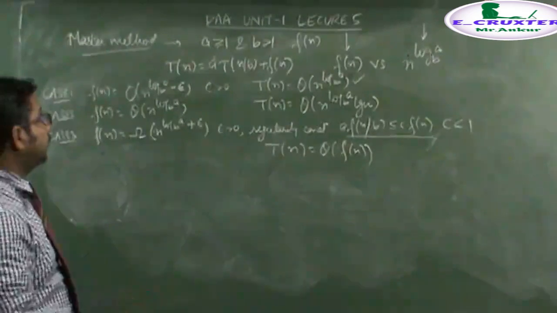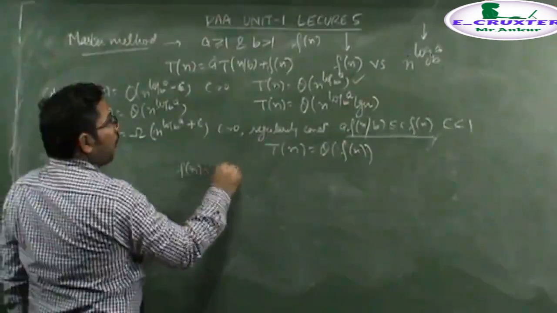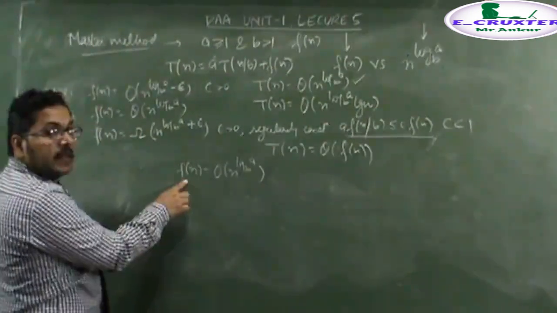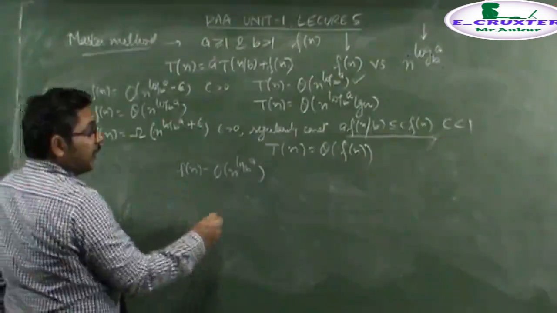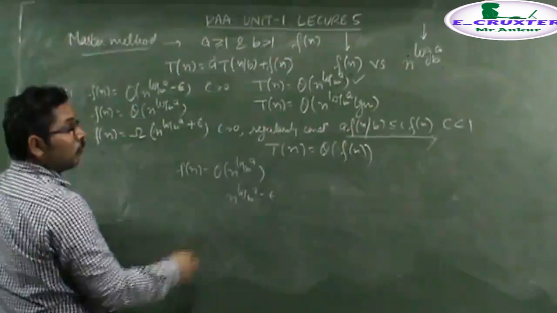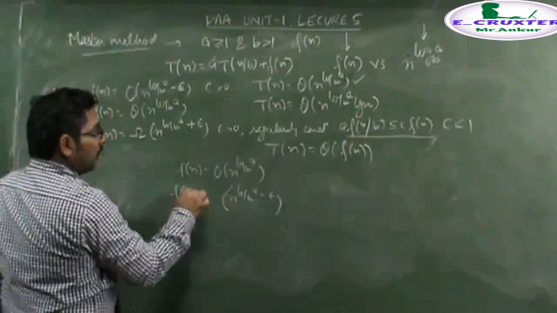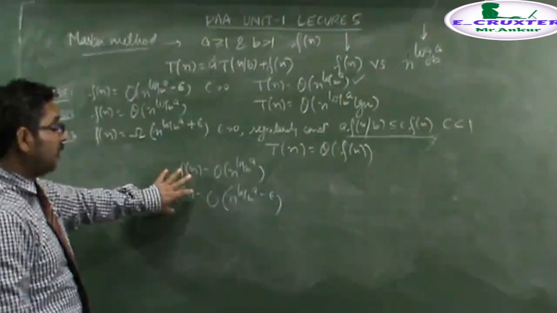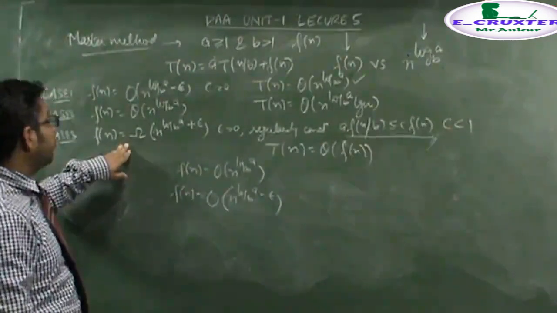If I say that f(n) is equal to big O of n raised to power log base b of a, then it means f(n) is asymptotically smaller. But if I subtract a very small constant from the power of n raised to log a base b, and the growth rate of f(n) is still larger than n raised to log base b of a, then we say that f(n) is polynomially larger. Similar is the situation with case 3.